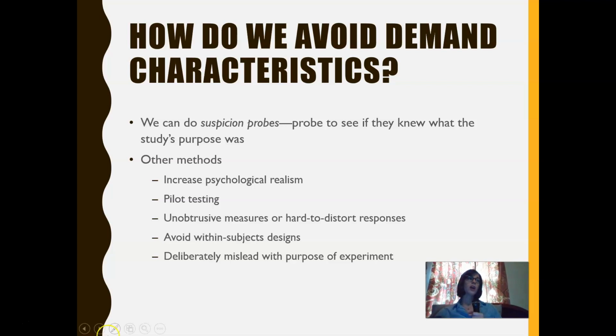Particularly if you are diverting what the true purpose of the study is, the more that you do a within subjects design, the more likely it is that the participants will be able to guess what the experiment is about based on the different conditions that they're exposed to. So within subjects designs can work, but if you're utilizing deception or if you're worried about demand characteristics, don't do it within subject design. The other thing that you can do is what we call the good old red herring.